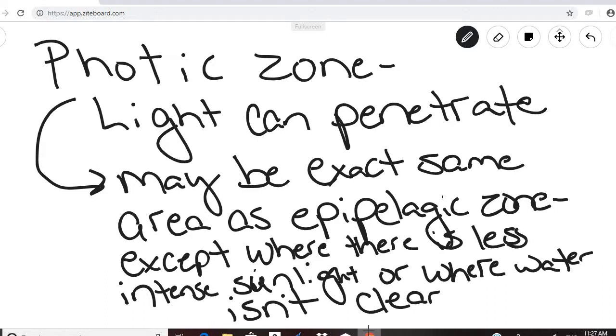Okay, so let me say that again. So the photic zone and the epipelagic zone may be the exact same area, because generally the epipelagic zone is going to be the area where light can penetrate. However, in areas of the world where there is less intense sunlight, or where the water is cloudy and isn't clear, then the photic zone would be smaller than the epipelagic zone.